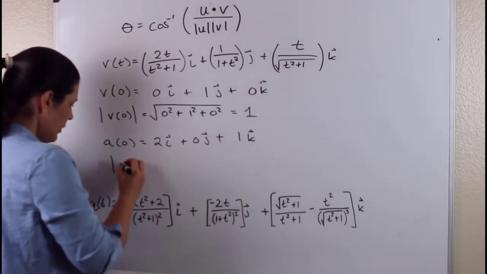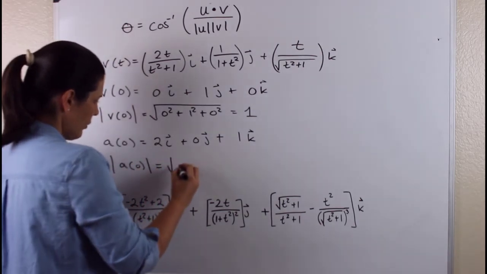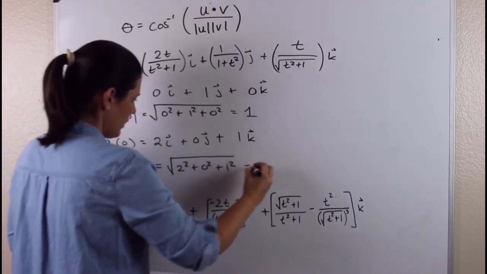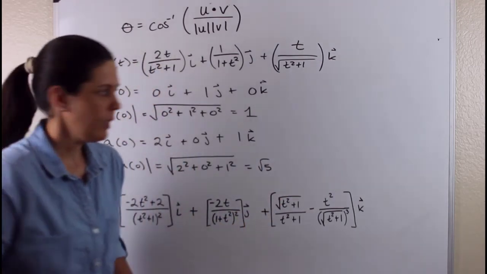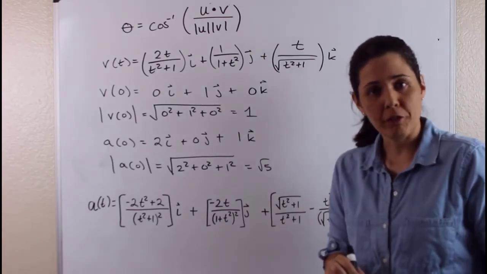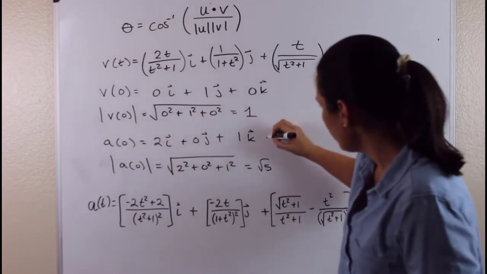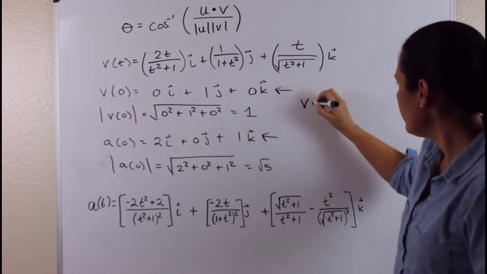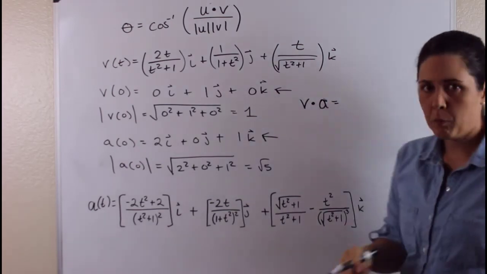Then the magnitude of this acceleration vector at time t is just going to be the square root of 2 squared plus 0 squared plus 1 squared. So this is 4 plus 1, the square root of 5. Alright, and let's put that all together. Actually, let's find the dot product first, and then we'll put it all together. So I have to dot this vector with this one. I need v dot a, and we'll just do it by pointing it out.